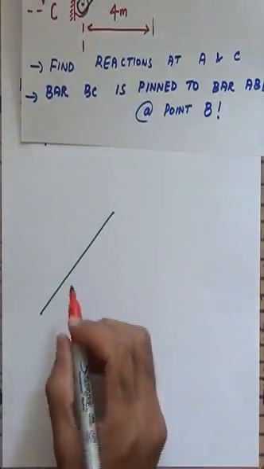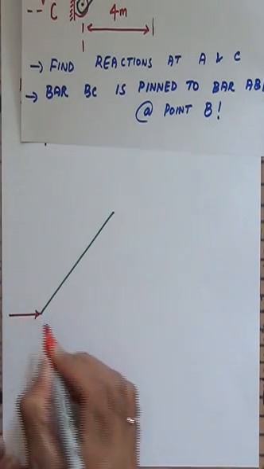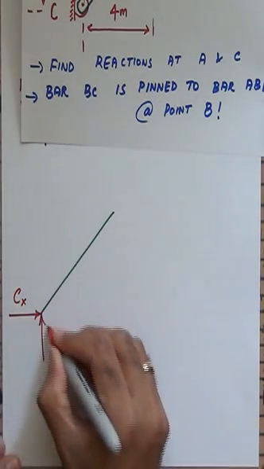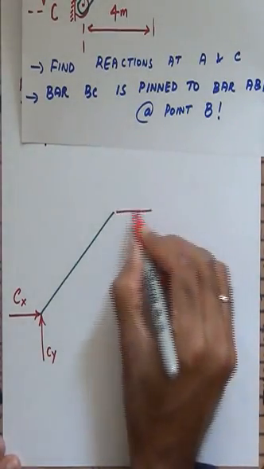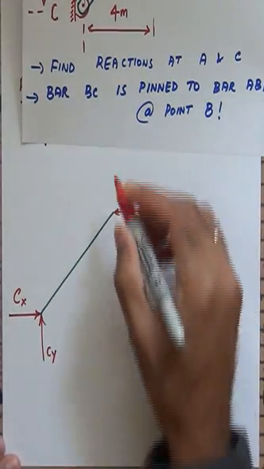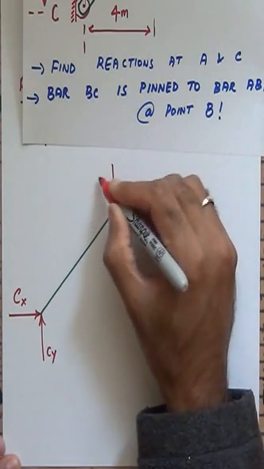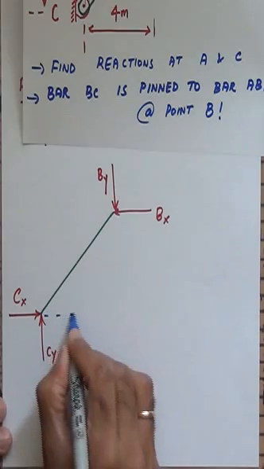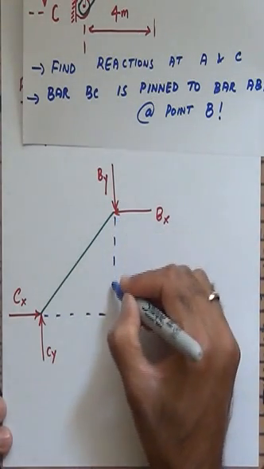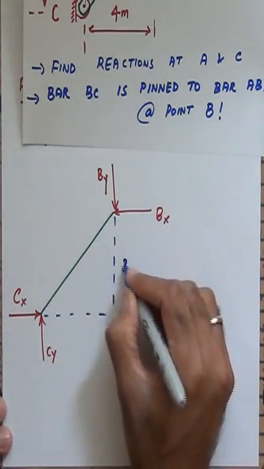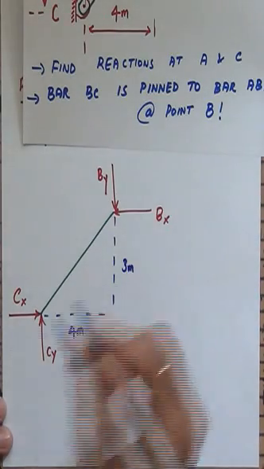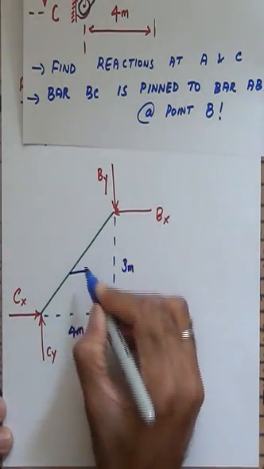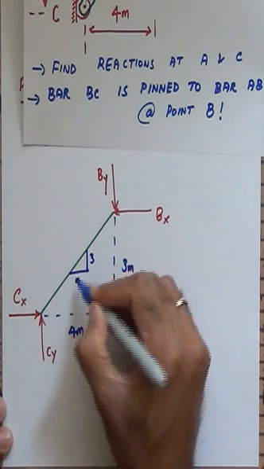So for the bar BC, we're going to have a CX and a CY. I'm choosing arbitrary directions. I'm going to have a BX and a BY. These are completely arbitrarily chosen directions. I have some dimensions for this as well, 3 meters, 4 meters and so on. So let's look at the dimensions here. This is going to be 3 meters, and this is going to be 4 meters, and if you want, you can draw this as a nice slope triangle 3, 4 and 5.